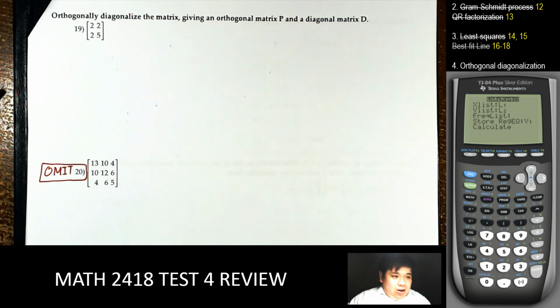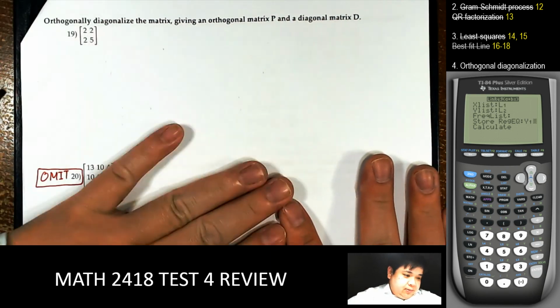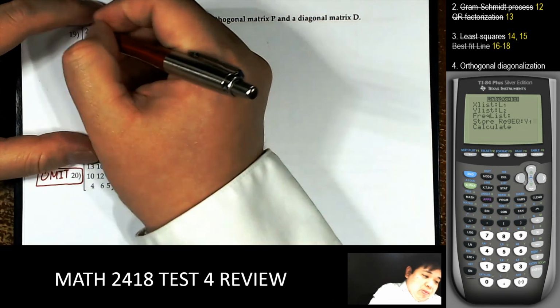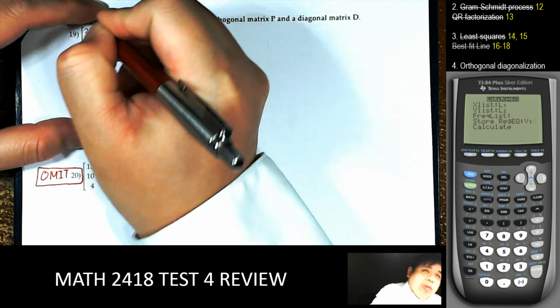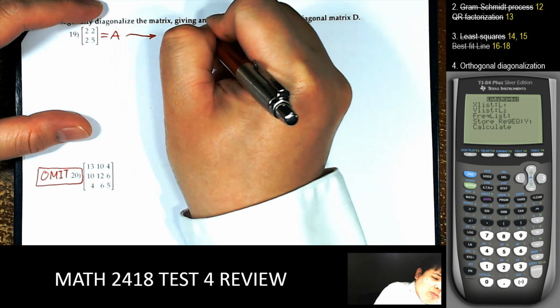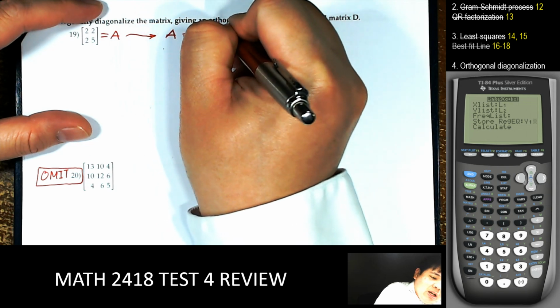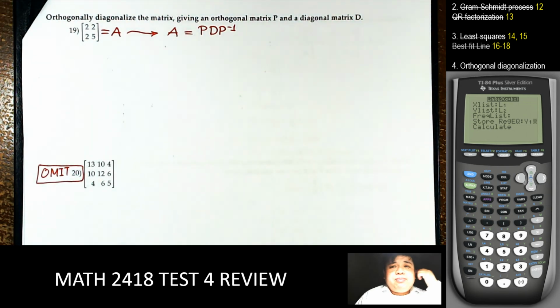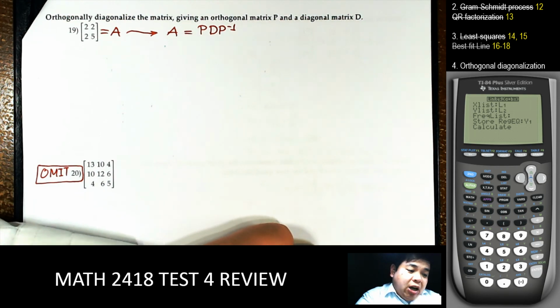Just do 19. All right, how do we do this? So let's say this is the matrix A. We're going to write that as P D P inverse. This works for any invertible matrix A. I should not say that. Any matrix A that has all of the eigenvectors, they're diagonalizable.